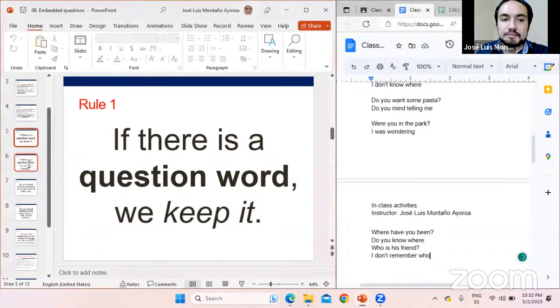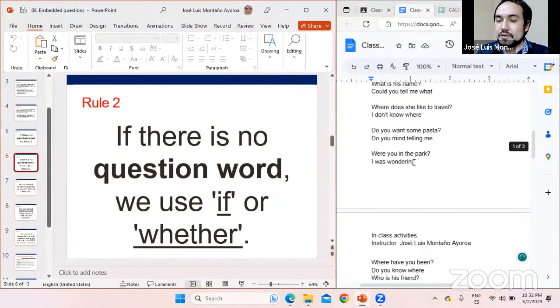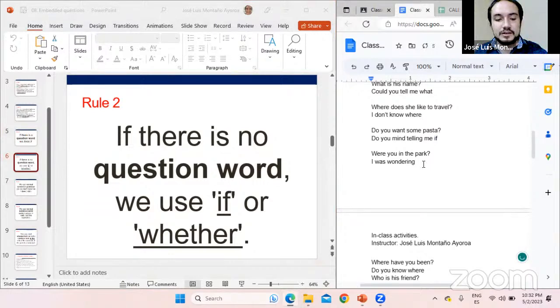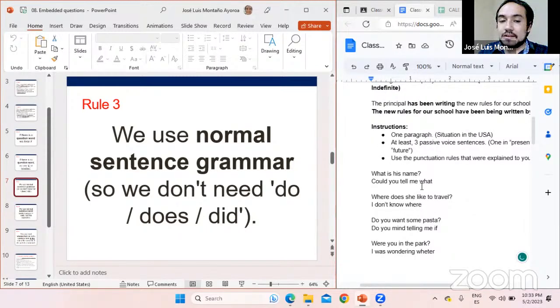Now, if there is no question word, use if or whether. All right, so here we have two cases, right? This and this. So do you mind telling me if, okay, I was wondering whether, so we're applying the two of them. That's rule number 2. Number 3, use normal sentence grammar. It means we don't use do, does, did in affirmative ideas. So here, normal sentence order. This is going to be very easy.